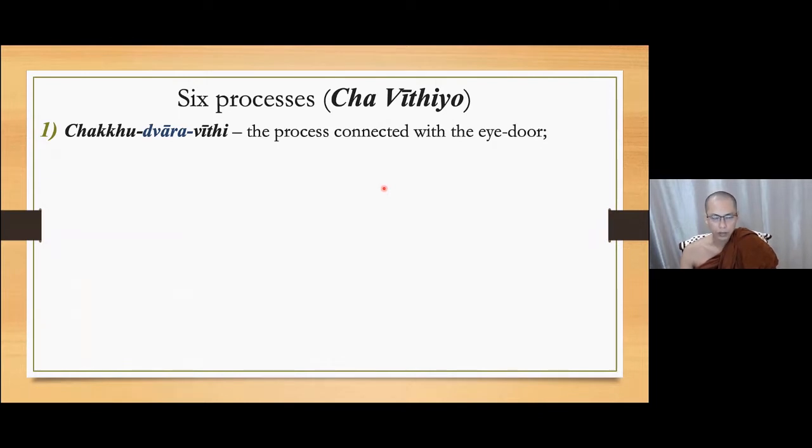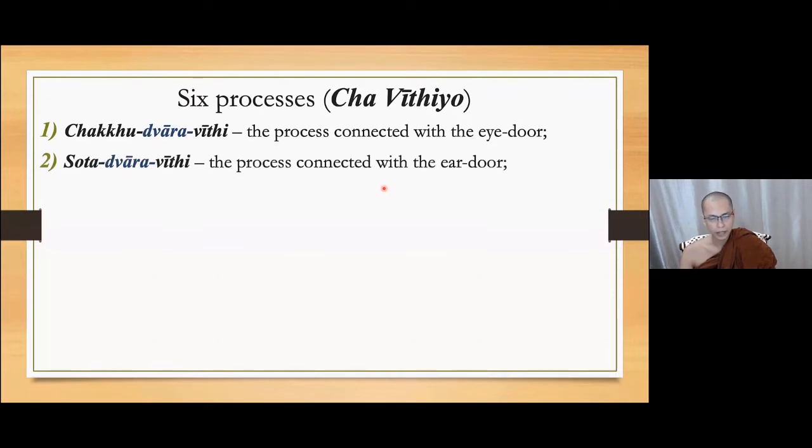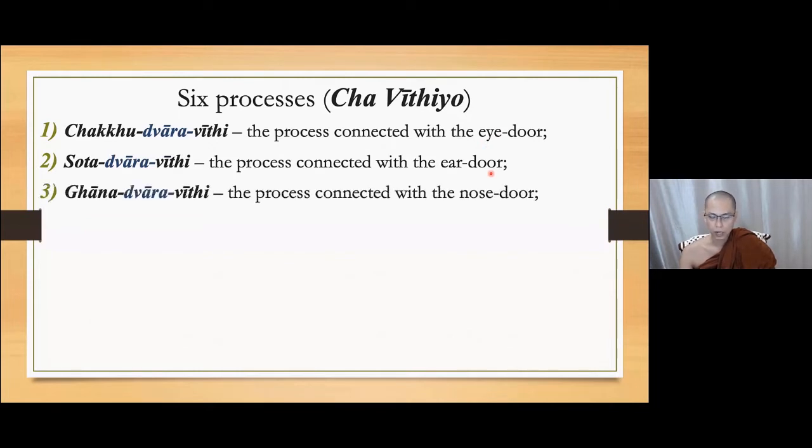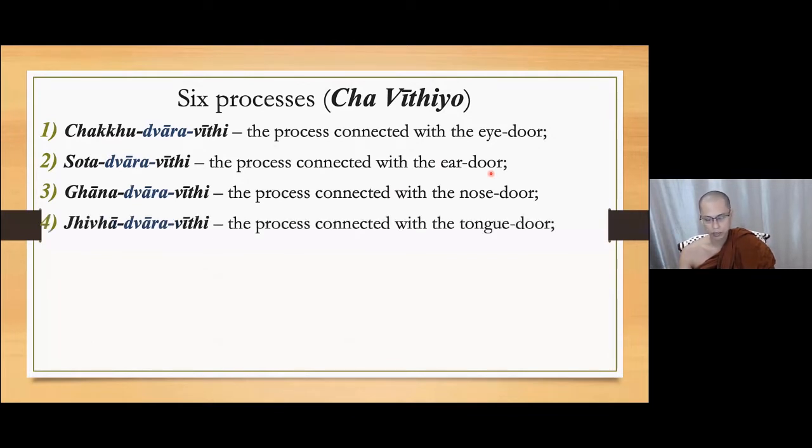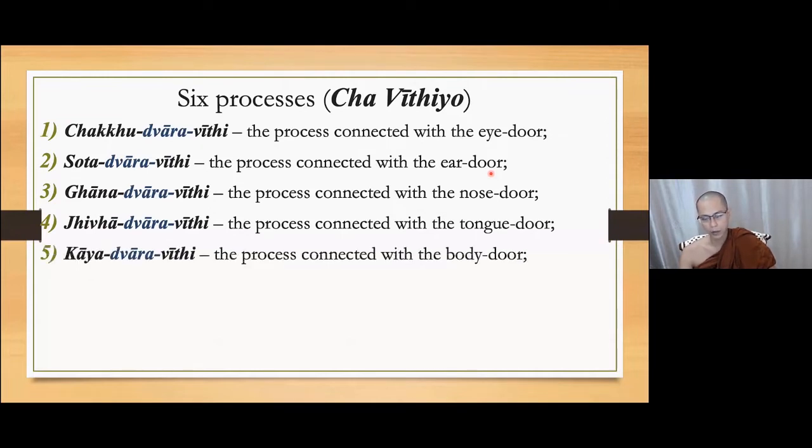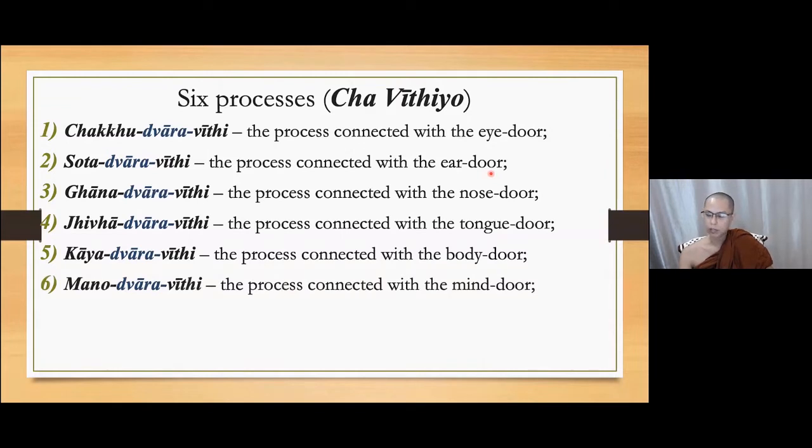So according to the door, they are classified into chakkhu dvara vithi, the process connected with the eye door, and sota dvara vithi with the ear door. Just that the word dvara is used here, so the physical door will change one after another. So ghana dvara with the nose door, and jivha dvara vithi, the process connected with the tongue door, and kaya dvara vithi, the body door, and the last one is mano dvara vithi, the process connected with the mind door.